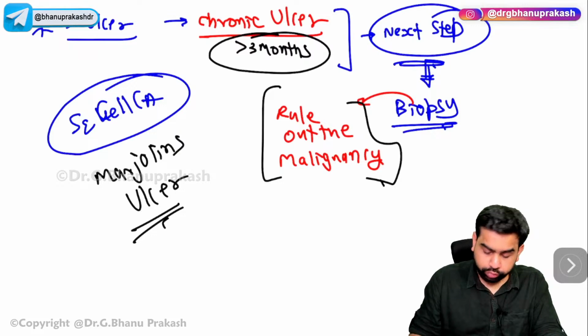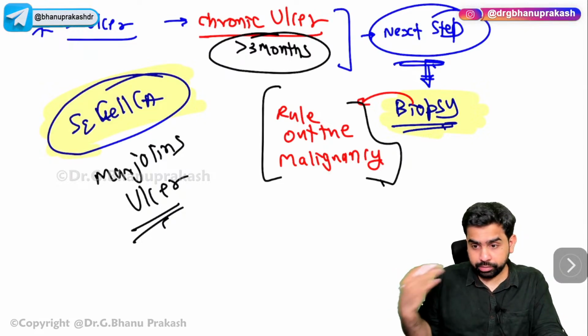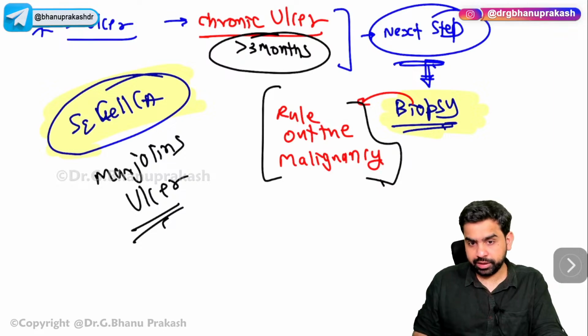So two things which they keep on asking you. What is the next step? The next step is biopsy. Why a biopsy? Because you want to rule out the malignancy. And what is the most common type on histopathology which you basically get on biopsy? A low grade squamous cell carcinoma. This is what you get in these particular patients, right?